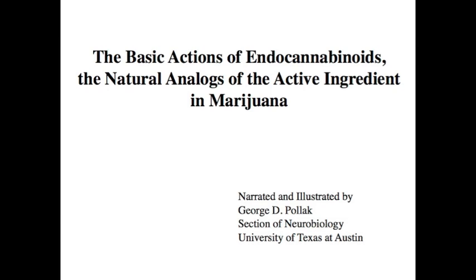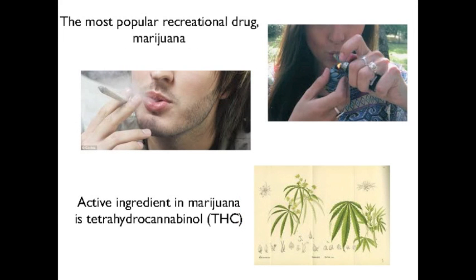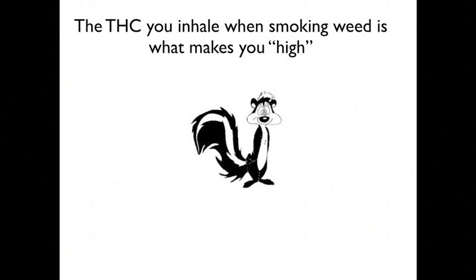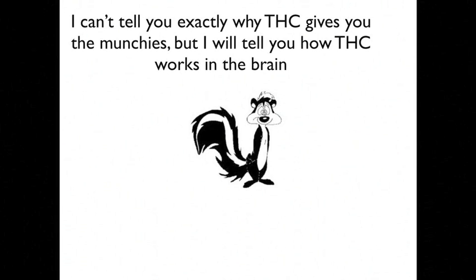In this movie, we're going to talk about the basic actions of endocannabinoids, the natural analogs of the active ingredient in marijuana. Marijuana is the most popular recreational drug. The active ingredient in marijuana is tetrahydrocannabinol, abbreviated THC. The THC you inhale when you're smoking weed is what makes you high. I can't tell you exactly why THC gives you the munchies, but I will tell you how THC works in the brain.